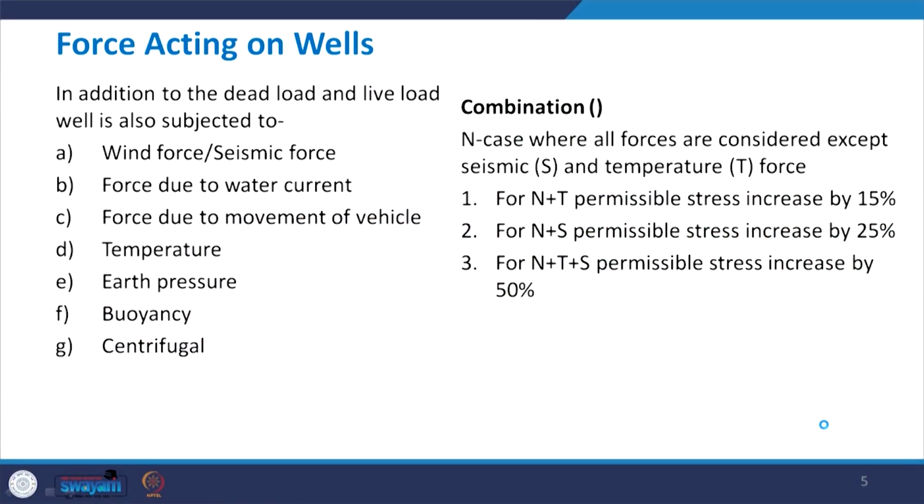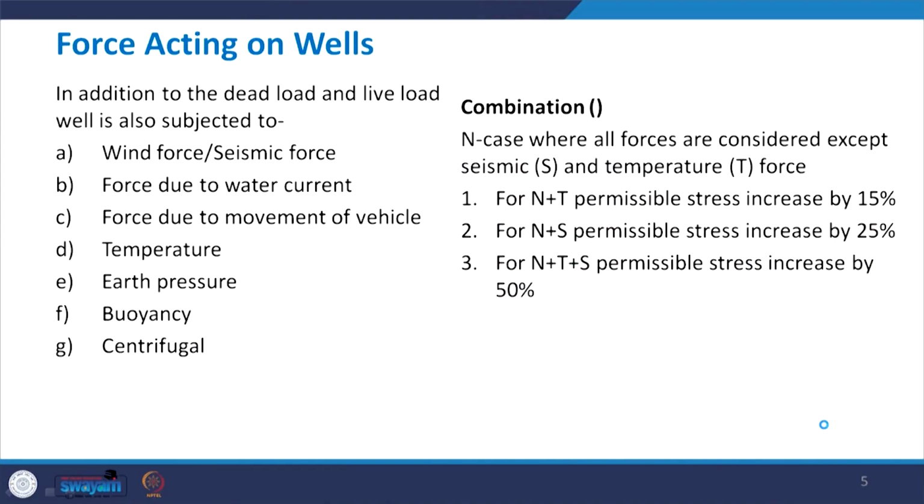Then forces due to water current, if applicable, need to be considered in any case. Because the wells are mostly designed for bridges, the forces due to movement of vehicle need to be considered. Then temperature force, which may be optional in the sense that if there is a variation in the temperature, then it is required to be considered. Earth pressure will always be considered in the design. Buoyancy will also come, if it is applicable, then centrifugal force.